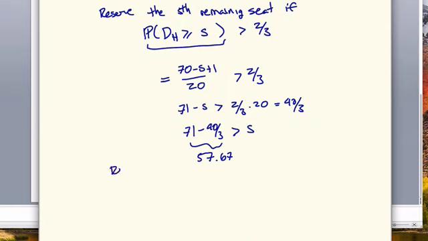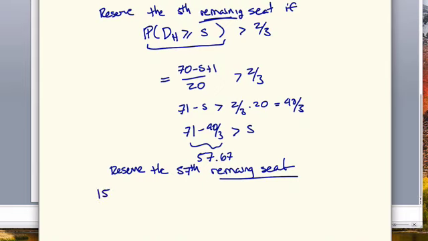So I'm going to reserve the 57th seat. Sorry, let me be more clear about that. I'm going to reserve the 57th remaining seat, because remember, S was the S-th remaining seat. Okay, so how many tickets do I sell then? Well, there were 150 seats on the plane, minus the 57 that I'm going to reserve, and that means I should sell 93. So 93 is the booking limit.